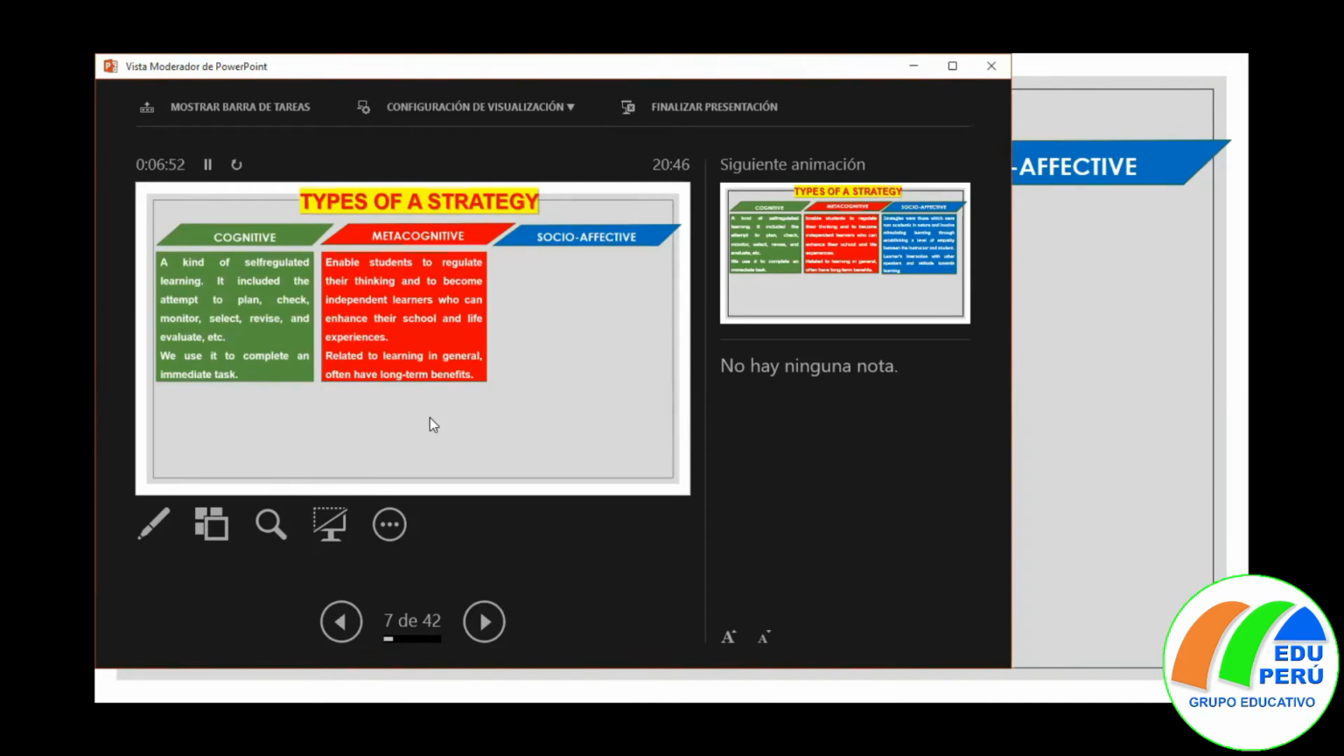Sometimes we apply the metacognitive, sometimes we give our students some techniques or activities, and these activities and strategies make your students more independent in the process of learning. I think a few times we apply the social affective strategies. Anybody who can tell me about the social affective strategies?